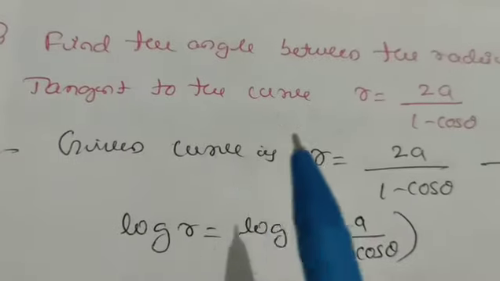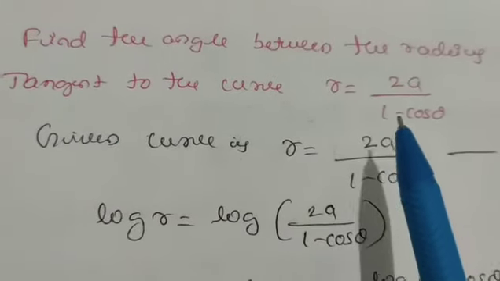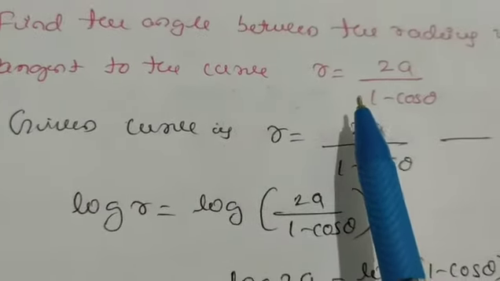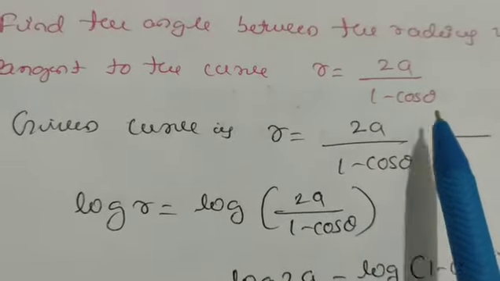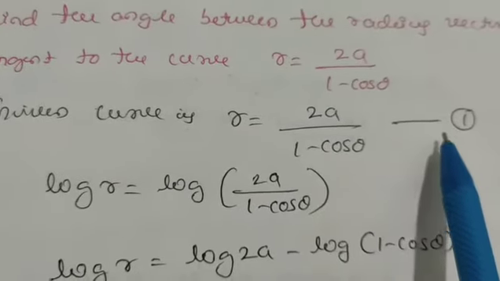Let us take one more example. It is also similar, only the curve is different here. The curve is r equals 2a divided by 1 plus cos theta. The method is the same. Take this as equation number 1.